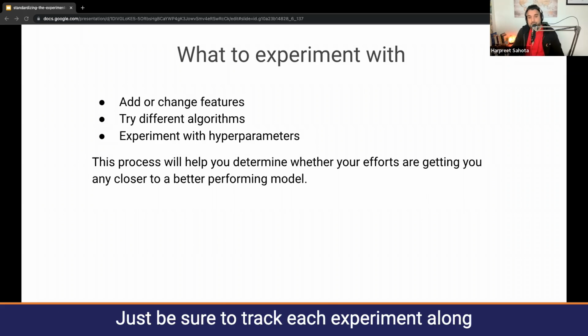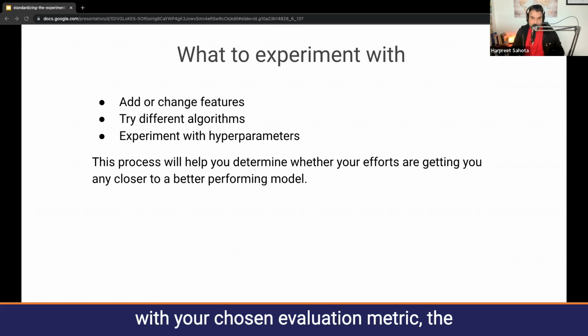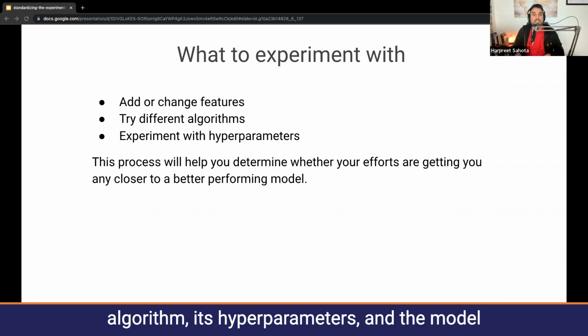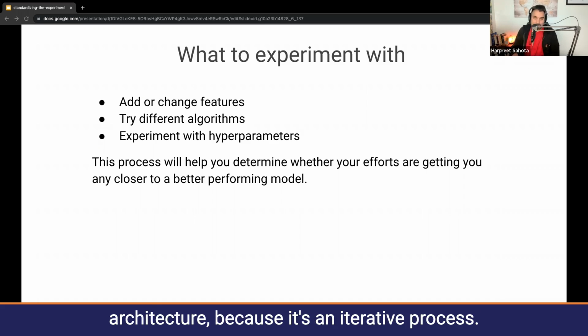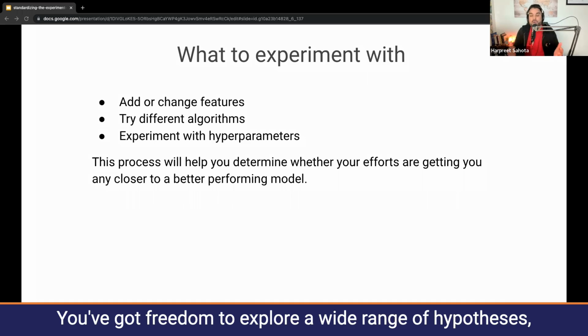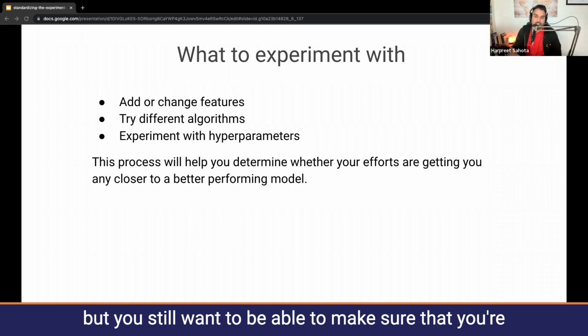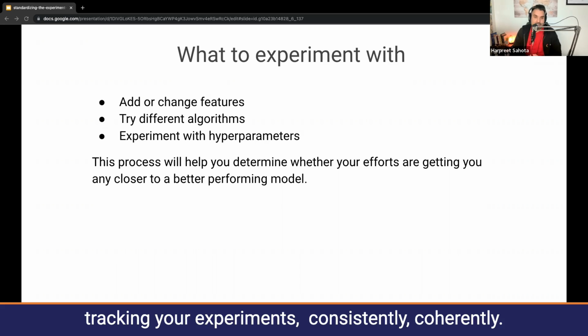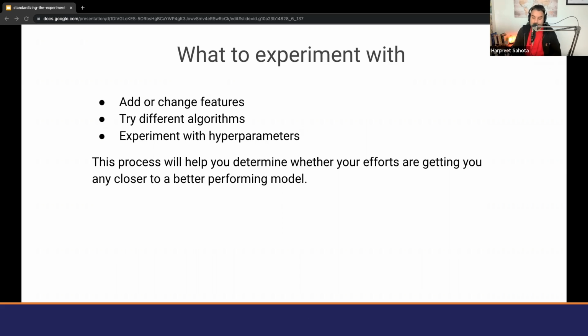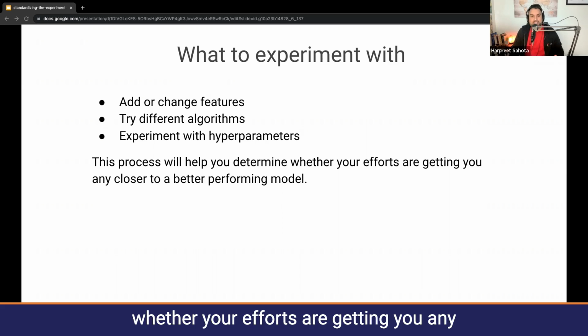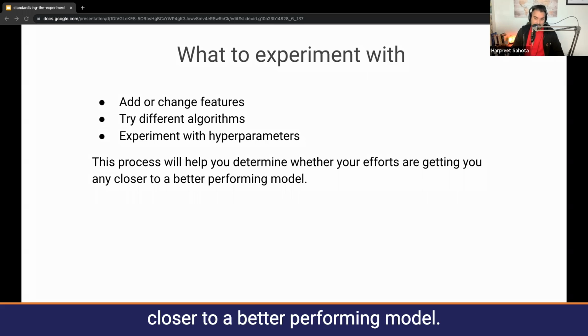Just be sure to track each experiment along with your chosen evaluation metric, the algorithm, its hyperparameters, and the model architecture. Because it's an iterative process, you've got freedom to explore a wide range of hypotheses, but you still want to make sure that you're tracking your experiments consistently and coherently. And this process will help you determine whether your efforts are getting you any closer to a better performing model.